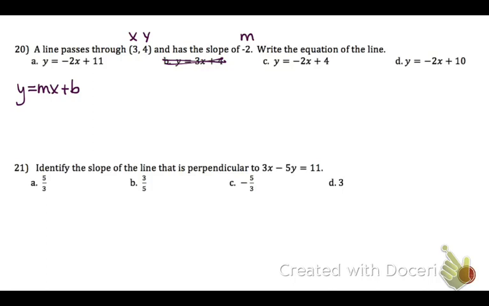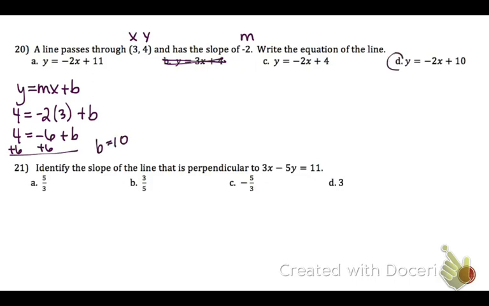So let's go ahead and solve for b now. What we're going to do is plug 4 in for y, plug negative 2 in for m, and 3 in for x. Leave b at the end, and now we're solving for b. Negative 2 times 3 is negative 6. Add the 6 over. We get b equals 10. So our answer is D.